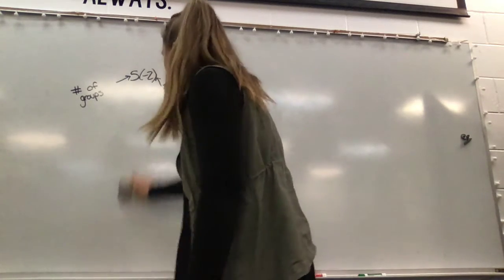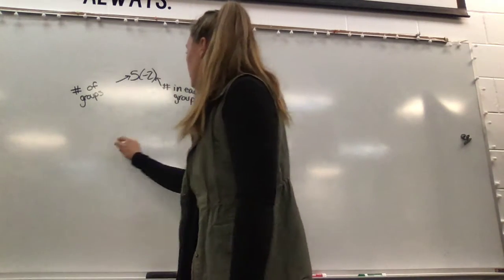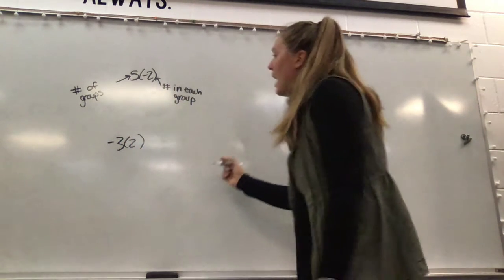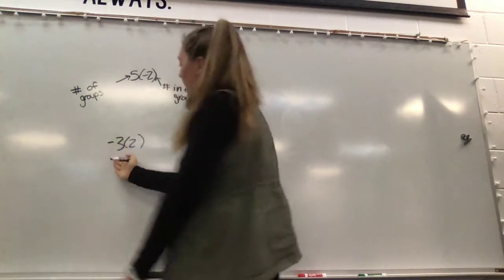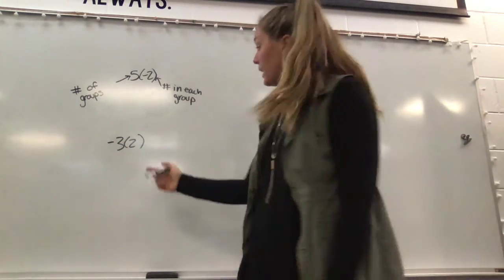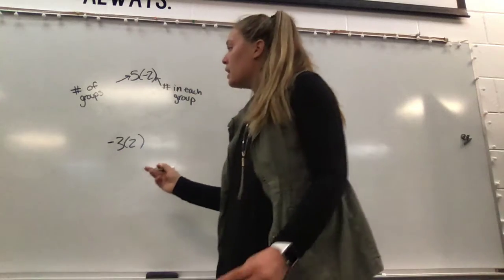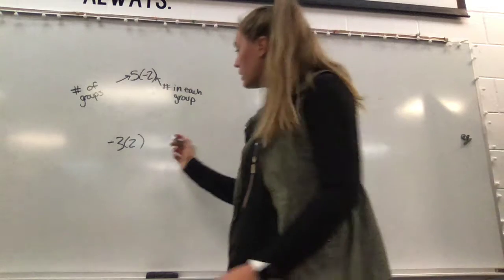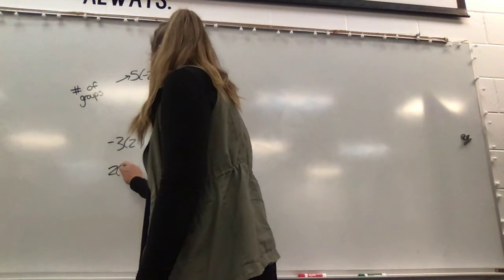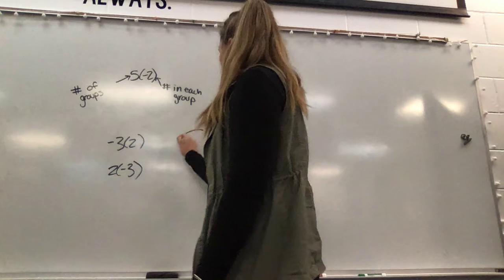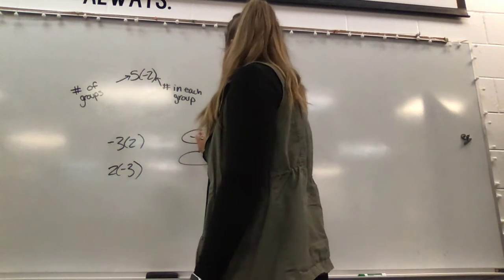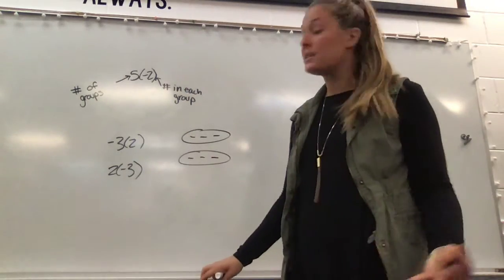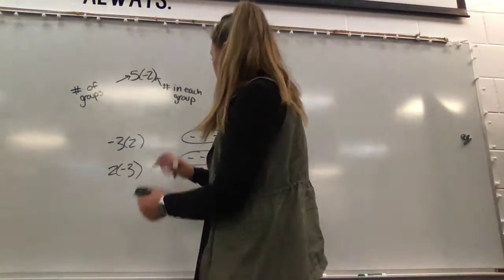But if my problem, let's say it's negative 3 times 2, I need to now switch these 2 around. I can't have negative 3 groups. I can have 2 groups of negative 3. So just know that in multiplication, we can switch the 2 around without switching our answer. So let's just rewrite this as 2 groups of negative 3. Here's our 2 groups. Let's put negative 3 in each. So 2 times negative 3, or negative 3 times 2, is negative 6.